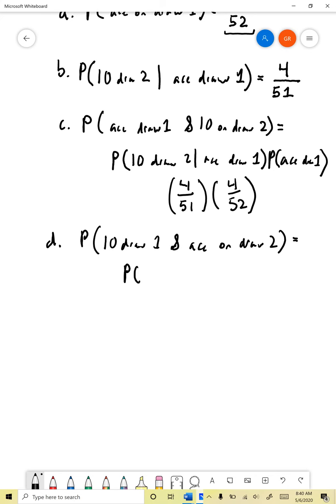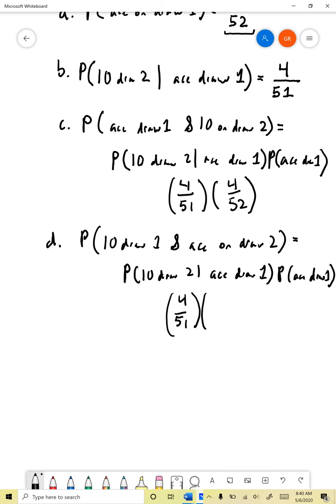We can write it the exact same way: probability of 10 on draw 2, given ace on draw 1, times probability of ace on draw 1, because we're using the general conjunction rule again. Which is just the same thing: 4 out of 51 times 4 out of 52. All right.